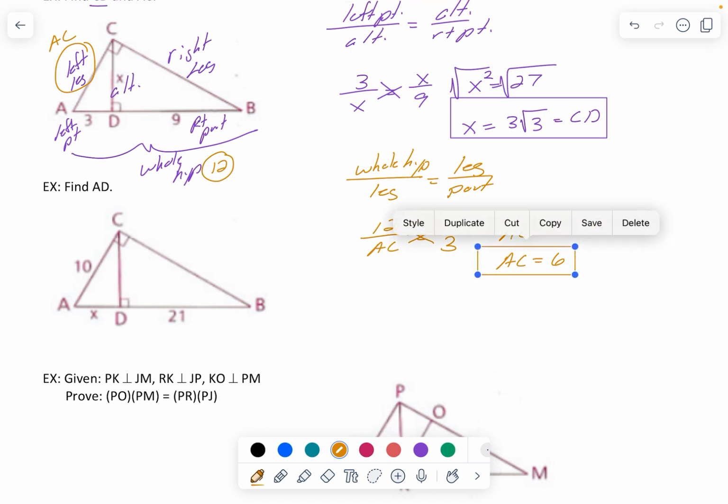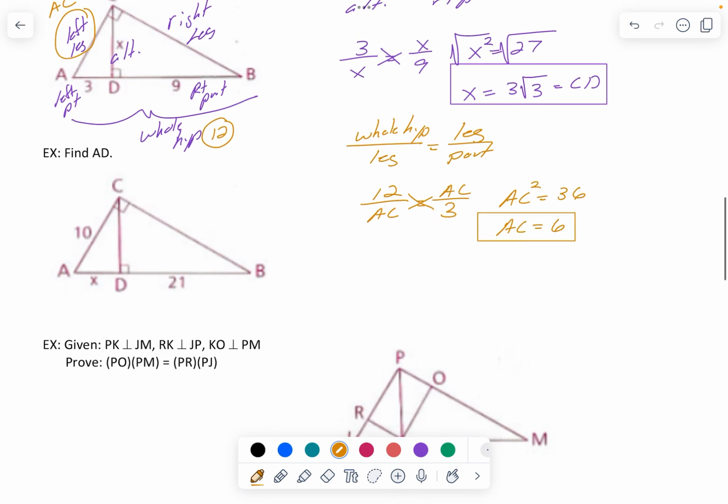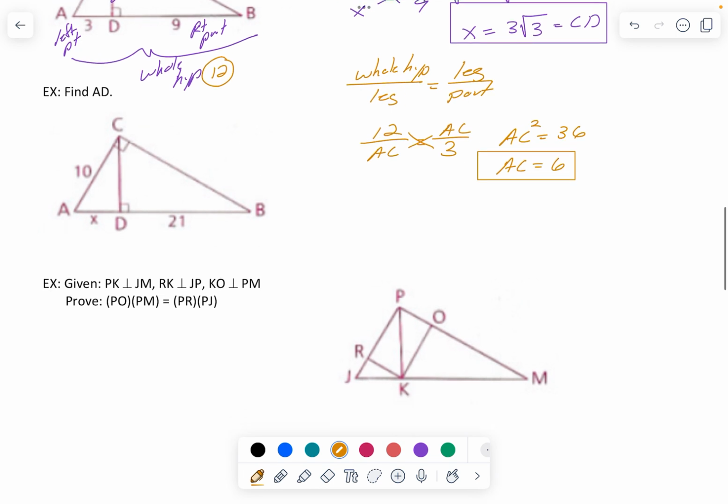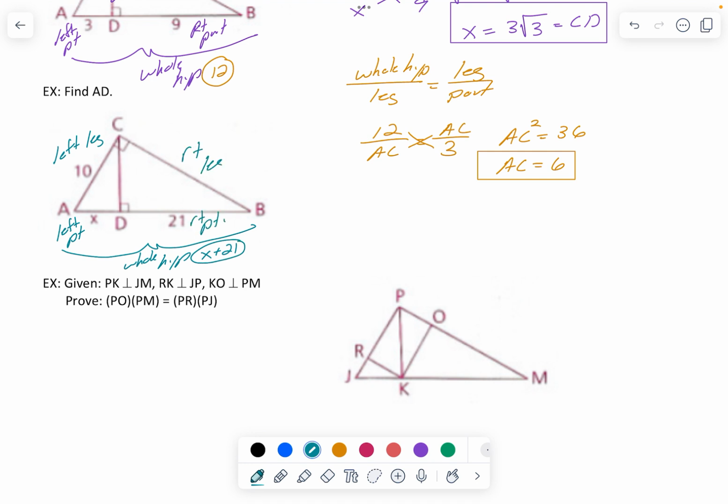All right, next one. Again, I'm going to label this. So left leg, left part, whole hypotenuse is x plus 21. This is the right part, right leg, altitude. Okay, so we need to find AD. We need to find x, which is the left part.